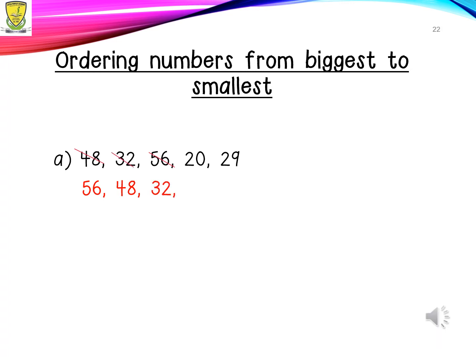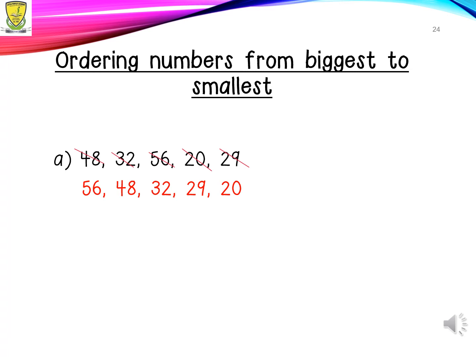Our next number is 32. So I've scratched out 32 and I wrote it at the bottom. Now you can see we are left with 20 and 29. So 29 was bigger than 20. So I scratched out 29 and I wrote it at the bottom. And the number that was left was 20. I have scratched out 20 and I wrote it at the bottom.